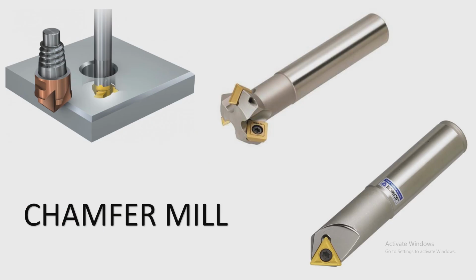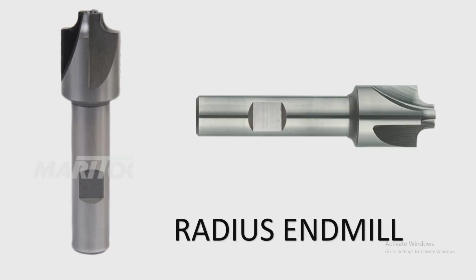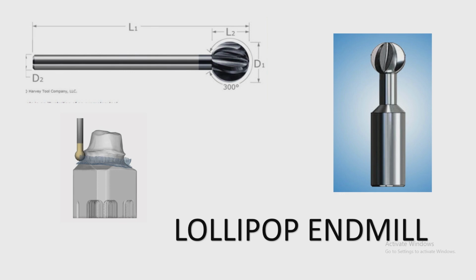This is a chamfer mill for chamfering operation. This is a radius end mill, lollipop end mill, mainly used in 5-axis machining.